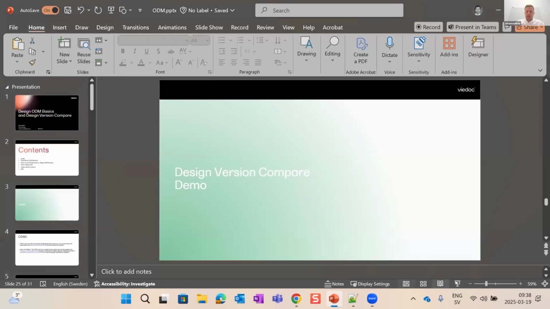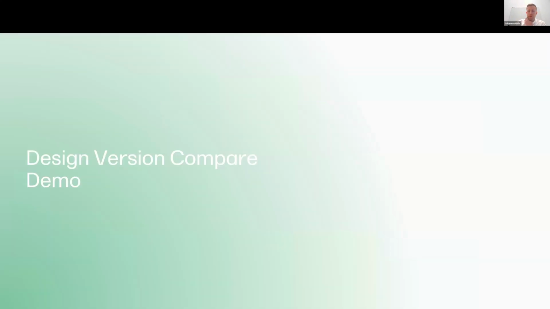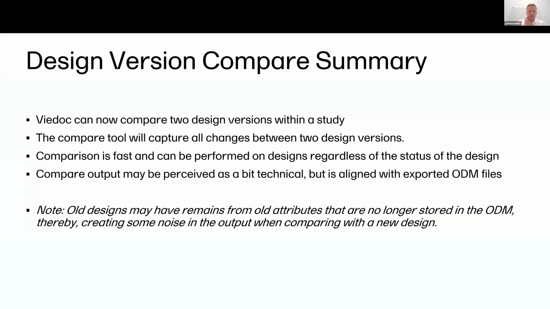So let's go back to the presentation again for a few final slides. Just to summarize the compare tool, in Viedoc you can now compare 2 design versions within a study. You cannot compare designs across studies. So if you would like to make some sort of comparison like that, you would have to export a design and import it to the other study. But any 2 designs within one study, the compare tool will capture all changes between 2 design versions.